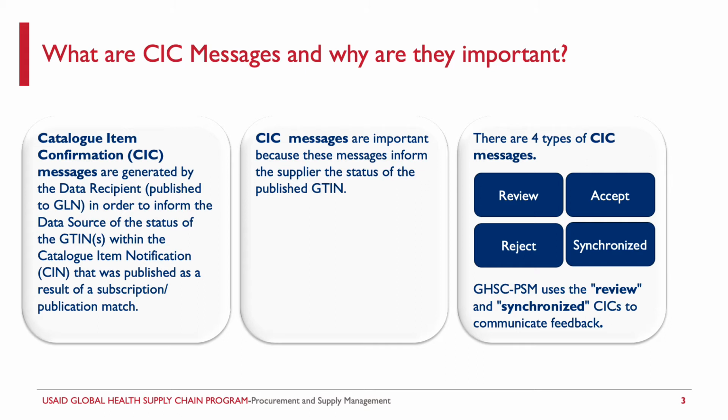There are 4 types of CIC messages: review, accept, reject, and synchronized. GHSC-PSM only uses the review and synchronized CICs to communicate feedback to suppliers.